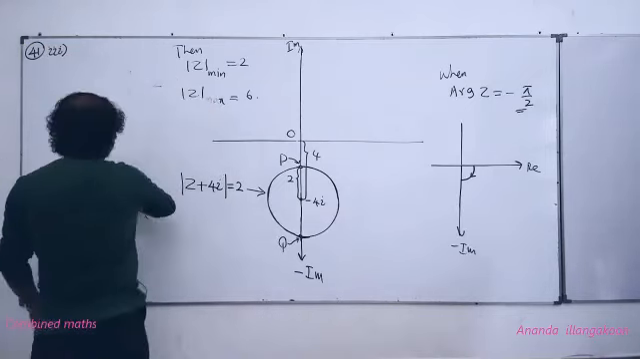Start 41 part 3. Find the locus of z such that |z - 4 - 3i| equals 3. Find also the maximum and minimum of mod z. Right, first let's do this.